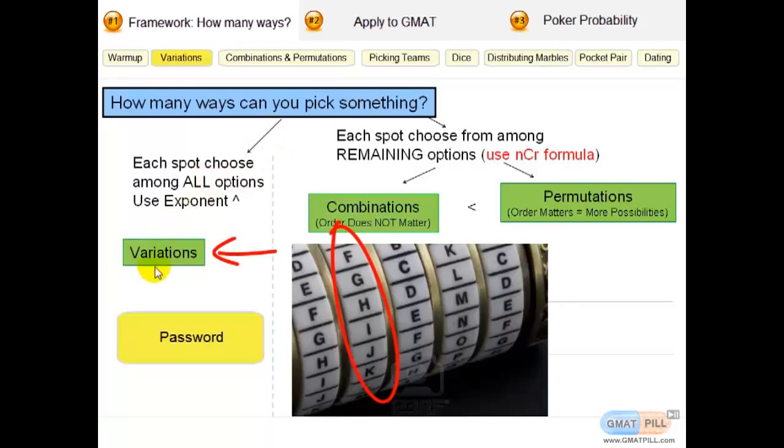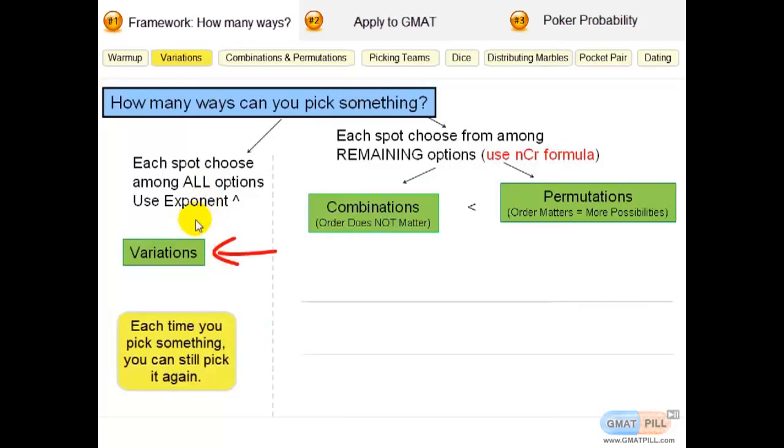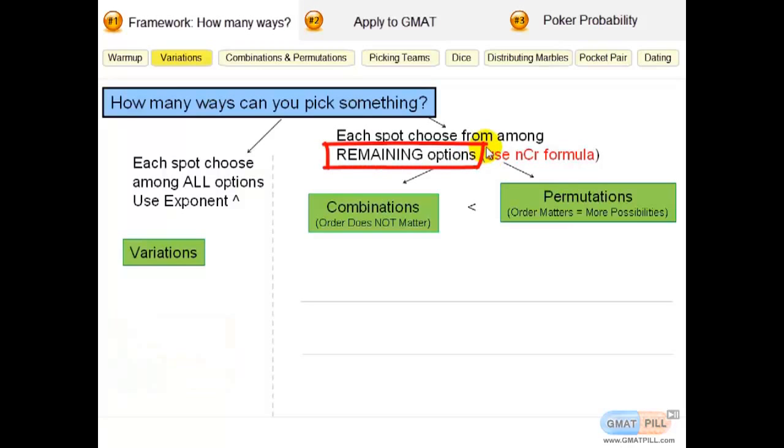Now, this is called variations, because each time you pick something, you can still pick it again. The other type of picking stuff is when you pick it and then you can't pick it anymore. So if you're choosing from a team of 10 people to be in a committee of 5, well, once you choose one of them, you can't choose that same person for that subcommittee. So that's what these combinations and permutations are. These are when you're picking something and then you don't put it back into the pot. You keep picking from remaining options until you get to 0. Whereas with variations, you pick it and then you can also continually pick that event.